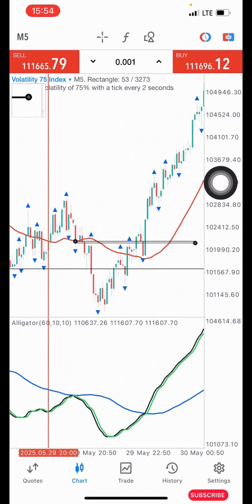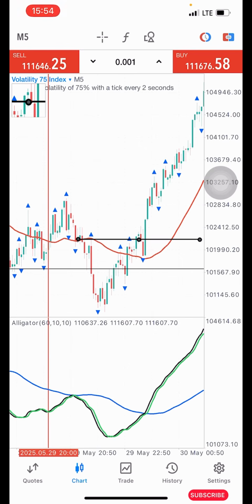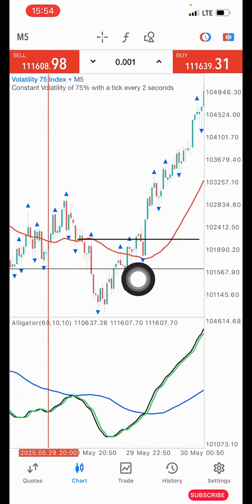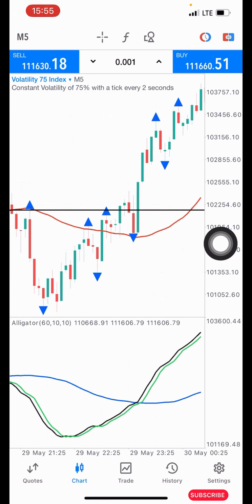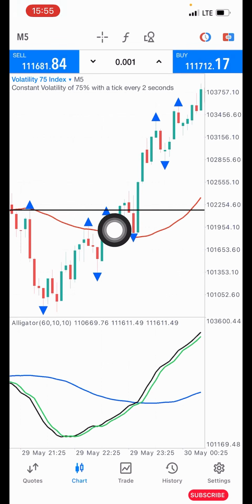It needs to break and close above this line here, right? So once it breaks and closes above the line, that's when you take your entry, right? So you watch out for the candlestick that will break and close above that line. Now you can see this is the one. There's this green candle here. Let me zoom in. This candlestick here was the one that broke above it, right?